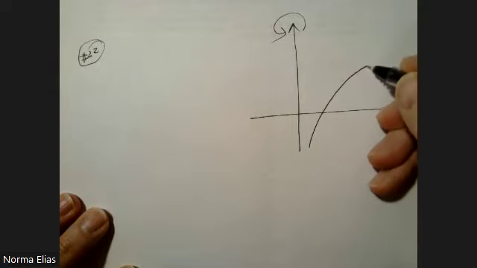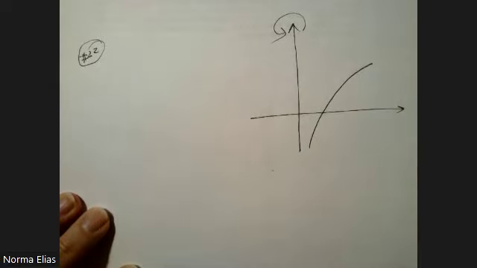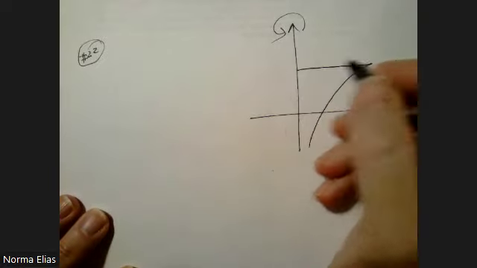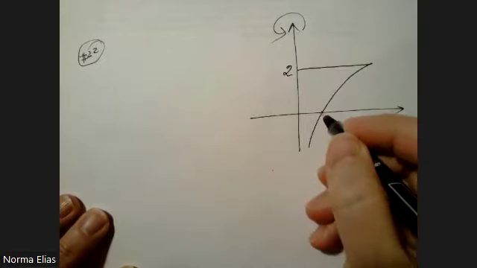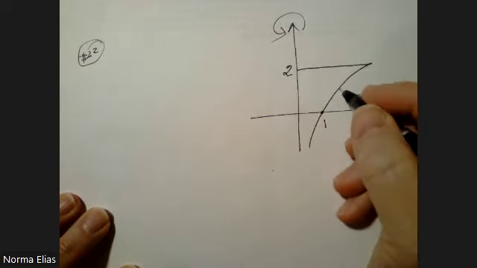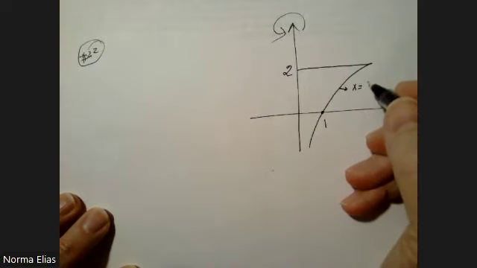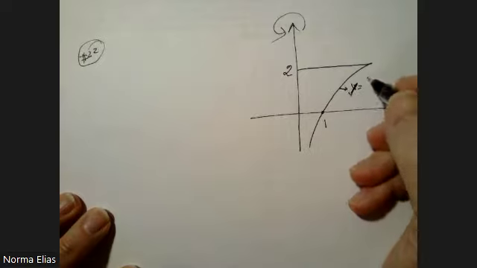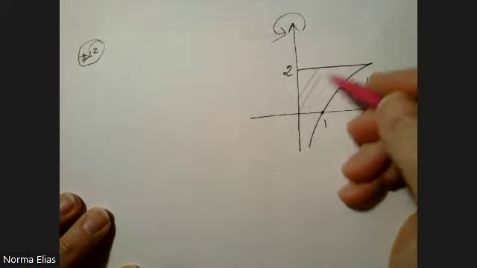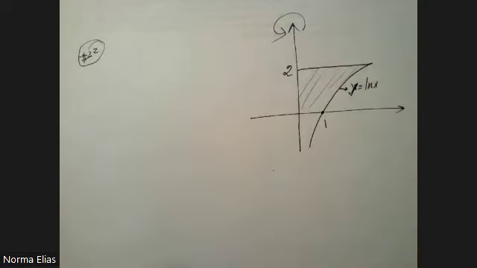They have a graph like this, and they have a 2 in here. Right here, they have 1. And this is y equals ln of x. So that's the graph here. And the region in question is this region here. Okay, so they are rotating that region around the y-axis.